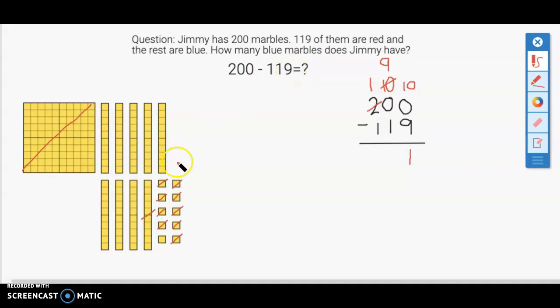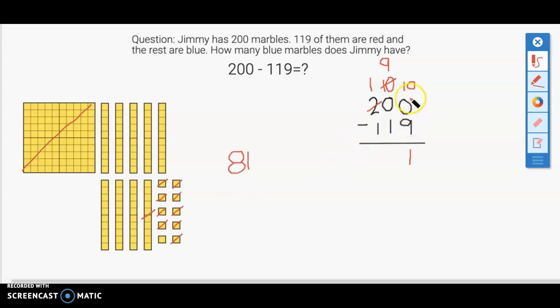So now we just need to count up what we have left. We have no hundreds. If you count, we have 8 groups of 10, and we have 1. So we have 81 is our answer.